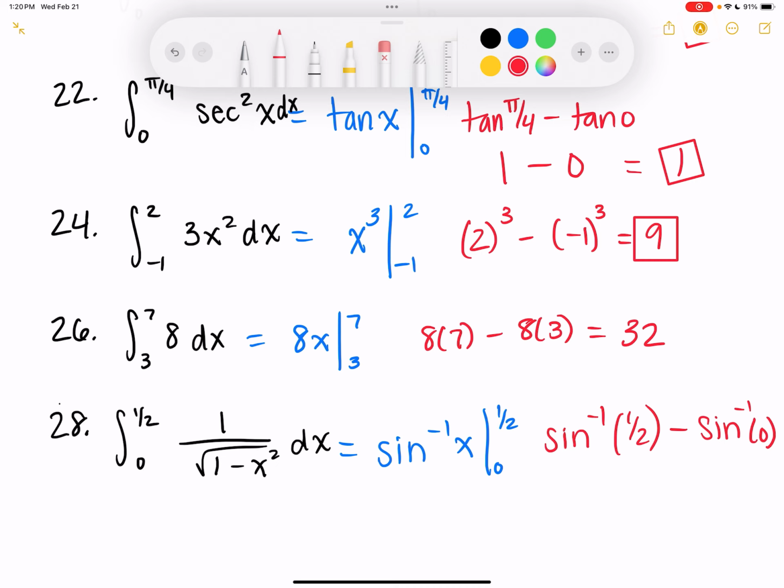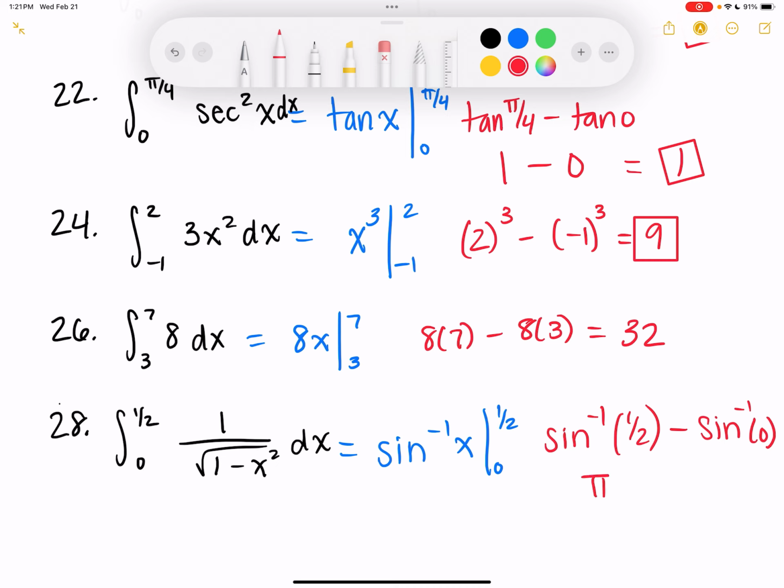Wait, no. So where is sine equal to 1/2? On the right side. Sine, 5 or 6. Pi over 6. I was guessing. I didn't really know.